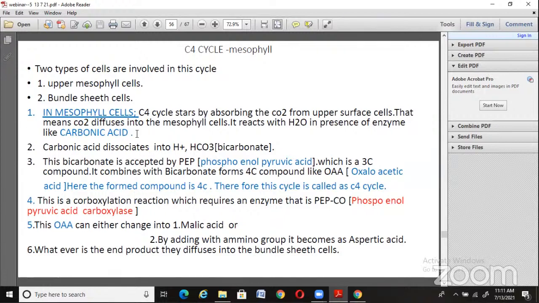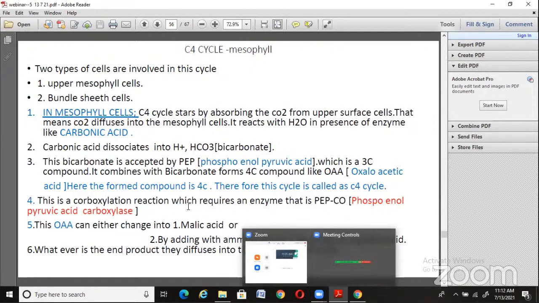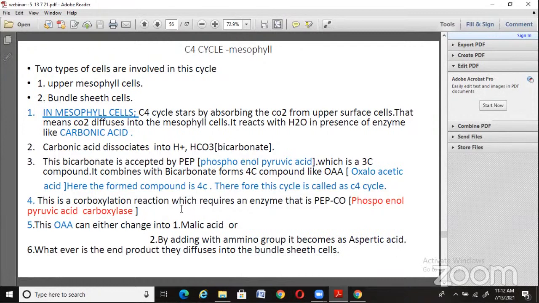So, the first synthesized or first formed product is the 4C compound. That's why it is called the C4 cycle. And during this carboxylation, one enzyme is required, and that enzyme is PEPCO. PEPCO means phosphoenol pyruvic carboxylase. Under the influence of this carboxylase enzyme, this OAA is synthesized, which is a 4C compound.